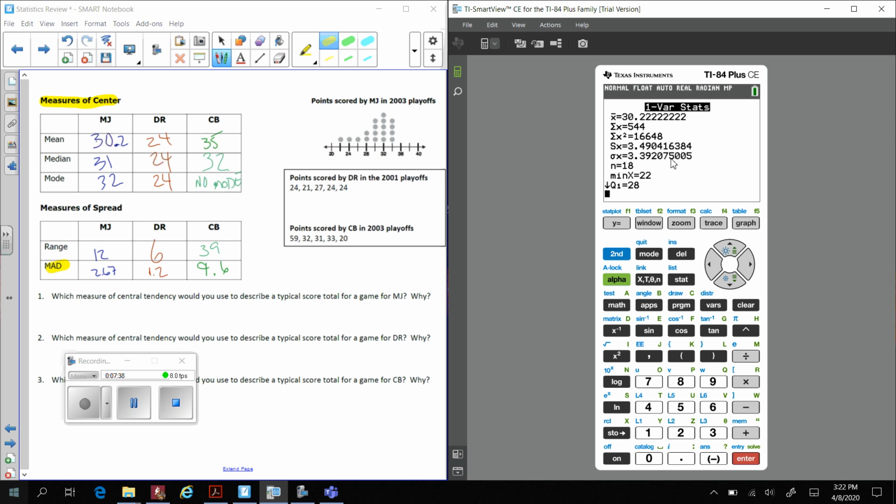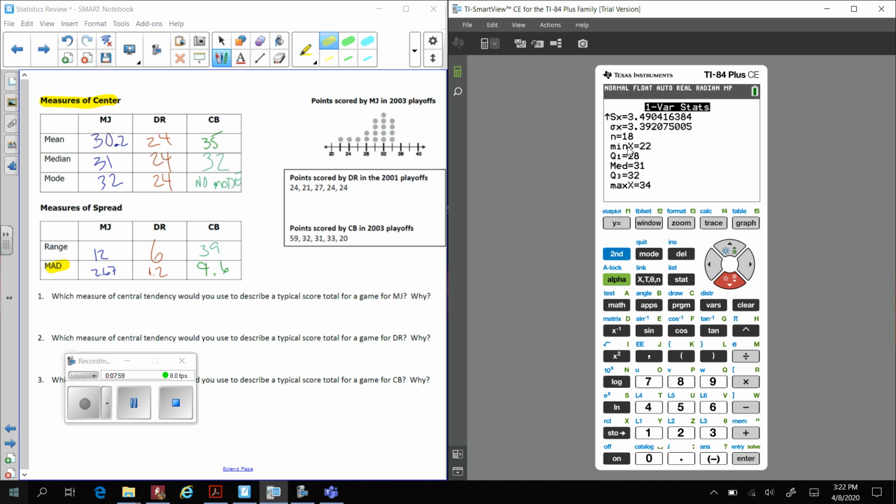Now, bunch of numbers here. I'm going to explain some of these numbers. X bar, I tried to say this yesterday. X bar means mean. That's our average. Our average is 30.2, right? Now, here's where we're going to get to with our box and whisker plots. I'm going to save this information for us.